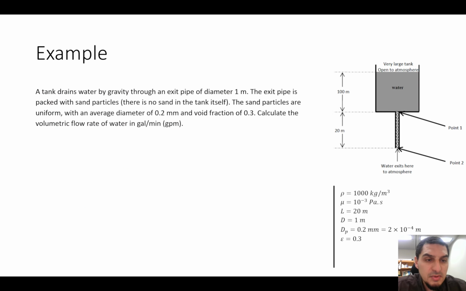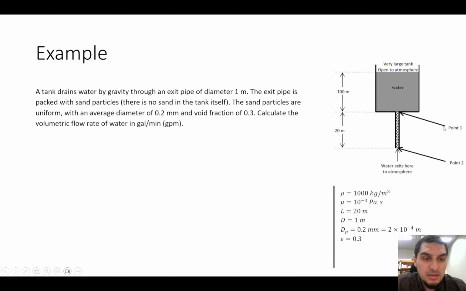So for the second example, we have a large tank that is filled with water. There is some information in the figure that are not in the text. So it says that the tank drains water by gravity through a pipe, an exit pipe of diameter 1 meter. So this pipe has diameter of 1 meter, and it's connected to this very large tank that's 100 meters high, and this pipe is 20 meters, and this tank is filled with water.